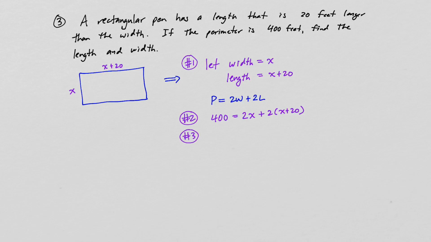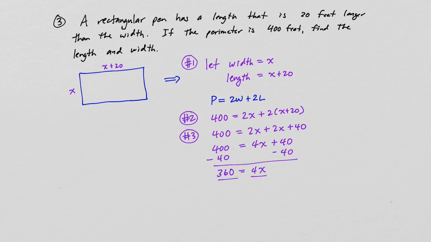And then step 3 just says solve the equation. So if we distribute the 2, we get this. Combine like terms, 2x plus 2x is 4x. Subtract 40 from both sides. We get 360 equals 4x. And finally, divide by 4, and we end up getting 90 equals x.